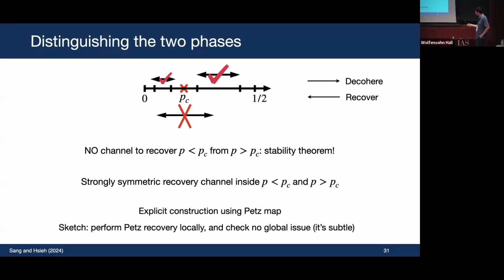We can explicitly construct them using the path recovery map. I'm not going to discuss the details. Suffice to say that it is actually quite subtle, but we can construct these recovery channels. So this establishes a phase diagram. We do have these 2 distinct phases in the sense that I defined earlier. And this is an example of 2 different phases in the world of mixed states, separated by some sort of transition.